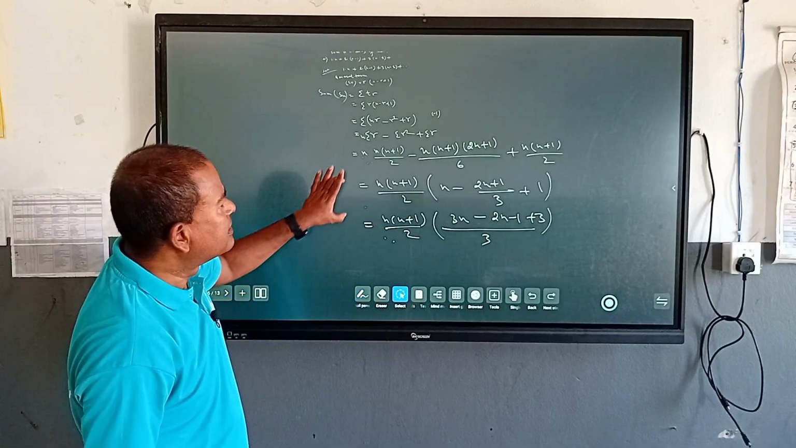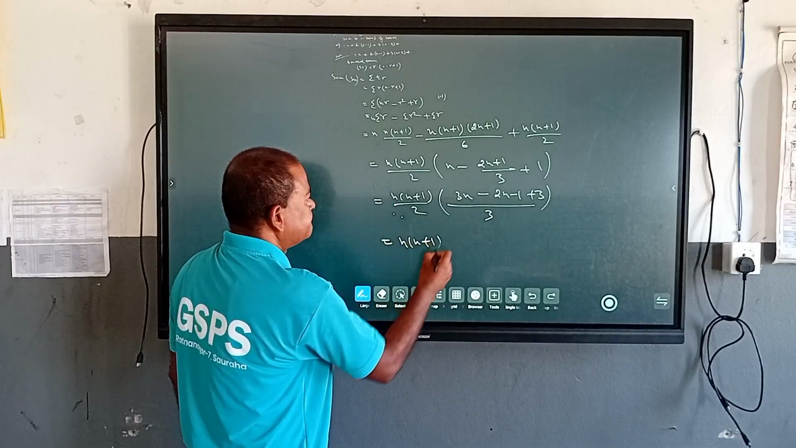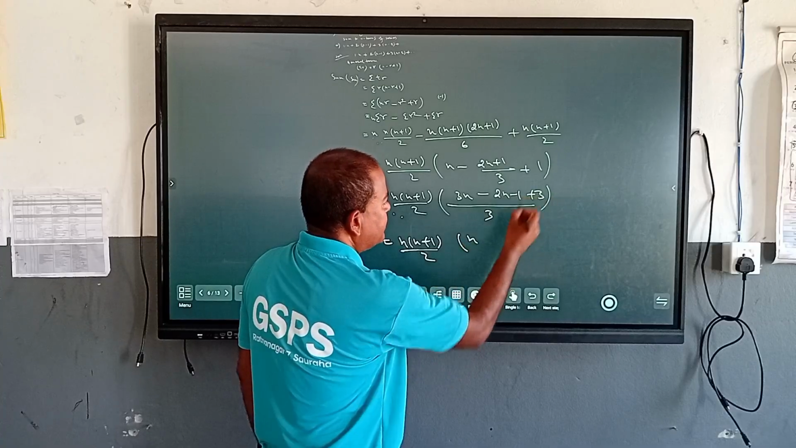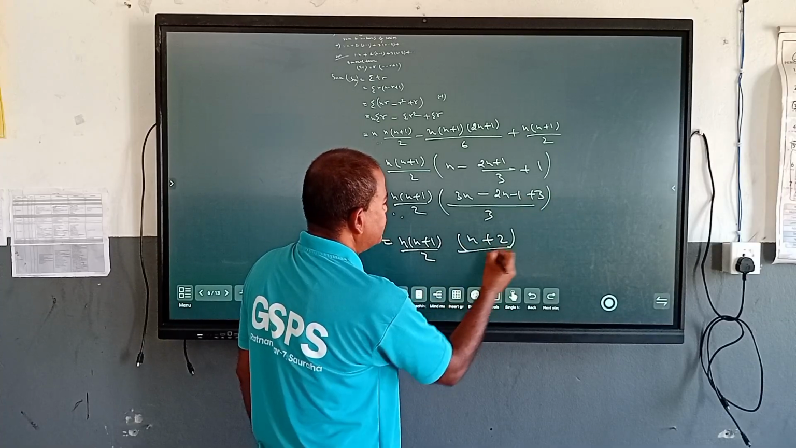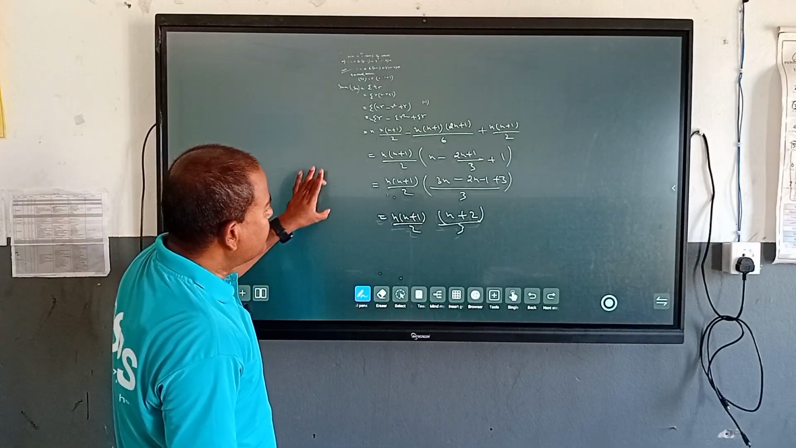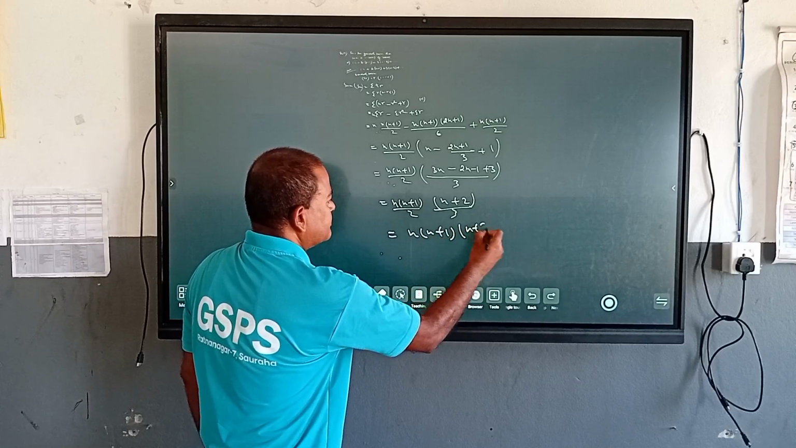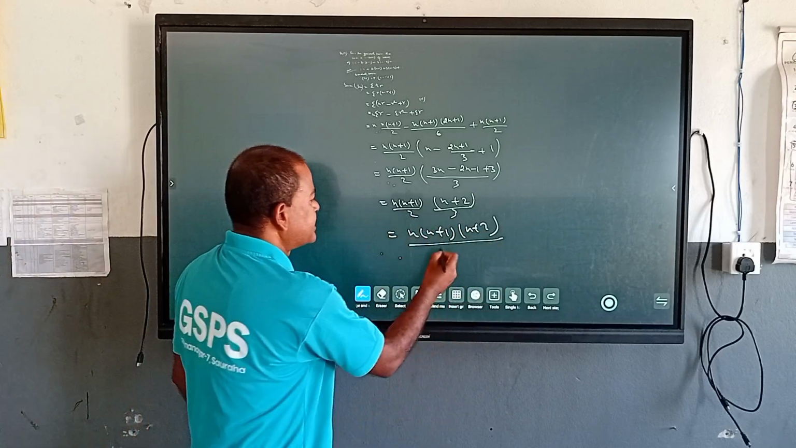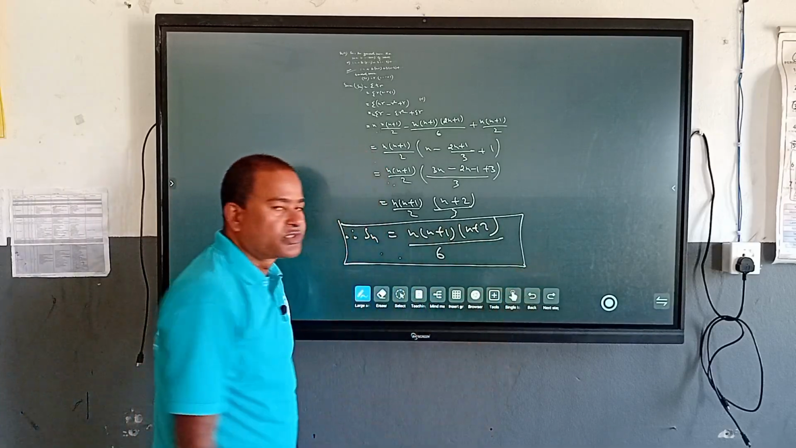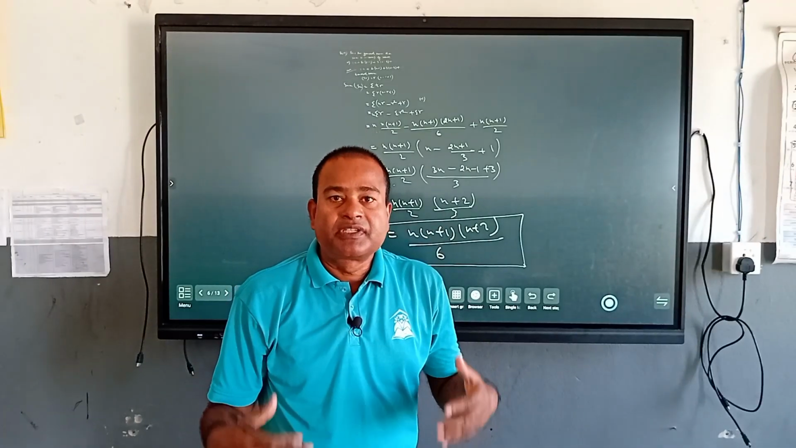So dear students, after simplification we get n plus 1 divided by 2 times 3n minus 2n, which is n, and 3 minus 1, which is 2, over 3. So dear students, now after multiplication we get n times n plus 1 divided by 2 3s are 6. So dear students, this is the sum up to n terms of the given series.